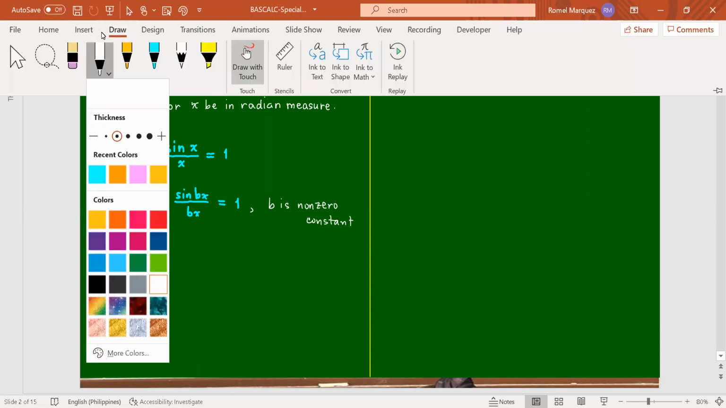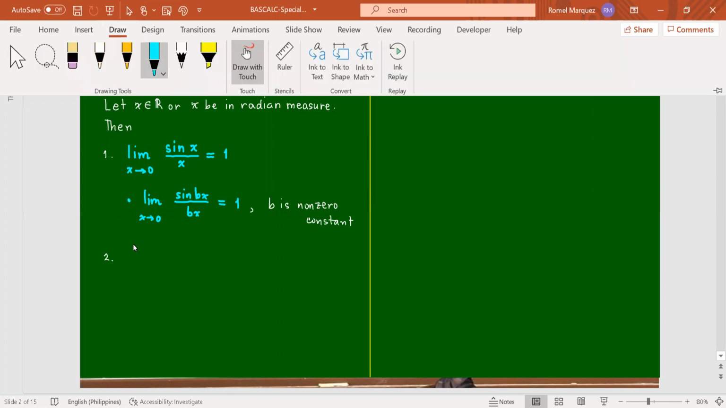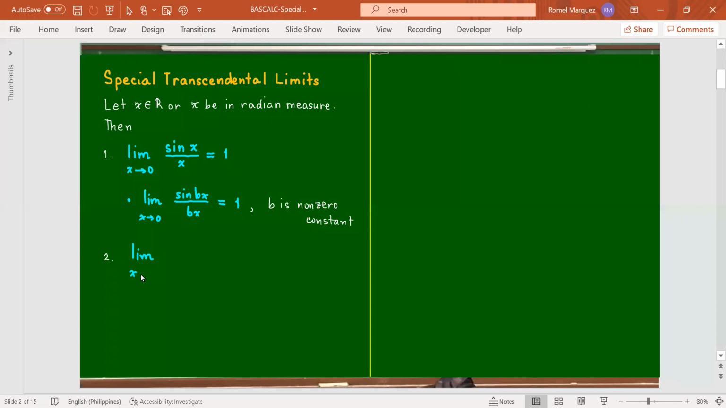Yes. And number 2, which we derived before using a numerical approach: the limit as x approaches 0 of 1 minus cosine x over x. It's the same even if I switch the numerator: the limit of cosine x minus 1 all over x as x approaches 0. And this is equal to 0.